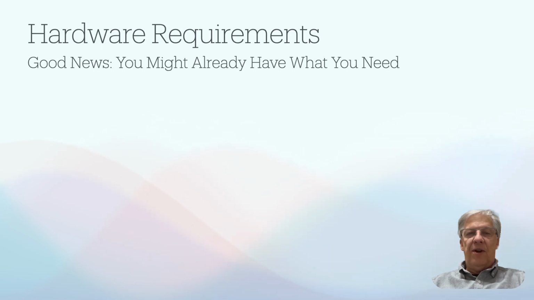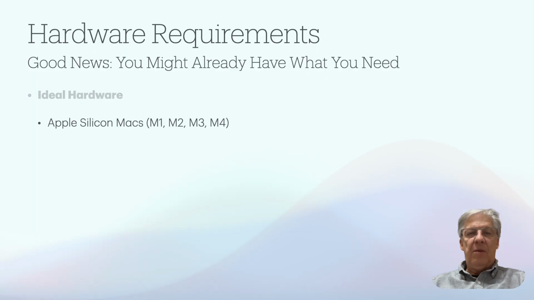So hardware, right? The software is free, but the hardware is not. Now, the good news is you might already have what you need. The ideal hardware is Apple Silicon, the M1, M2, M3, M4, and now M5. M5 just got released recently. Those Apple Silicon machines are expensive.